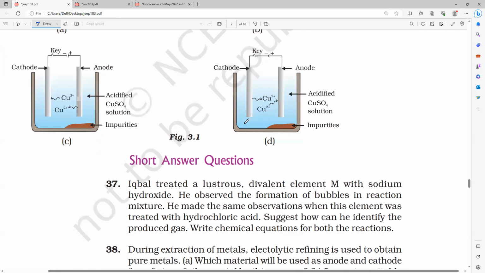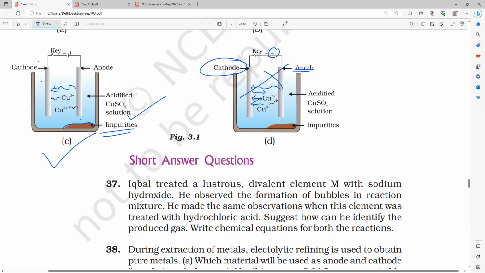Okay, next, the last one. Here, see that. Cathode is positive and anode is negative. But see, the ions have to go from anode to cathode or cathode to anode? Anode to cathode. But here they are going from cathode to anode. So it is also wrong. So what is the correct option? Yes, option C. Ions are going from anode to cathode and impurities are below the anode. So this is correct.